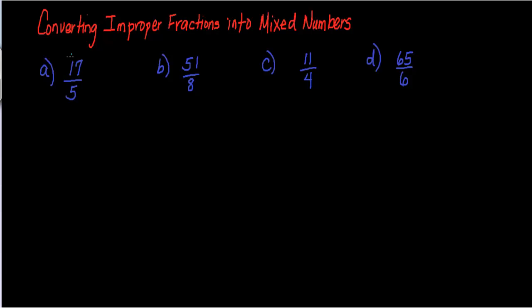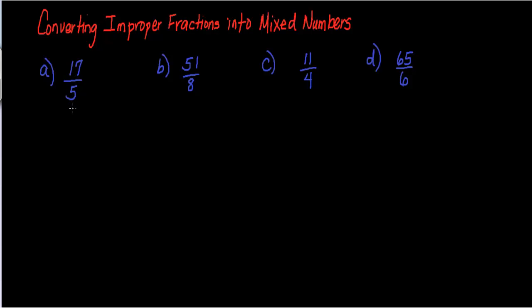Anytime the top number, the numerator, is a bigger number than the number in the denominator, we call it an improper fraction. Okay? Sometimes when you give answers, the teacher will ask you to leave it as an improper fraction. Sometimes they will ask you to write it as a mixed number. Okay? So this is what you do.